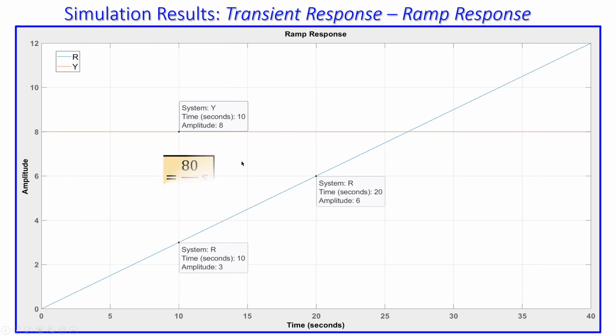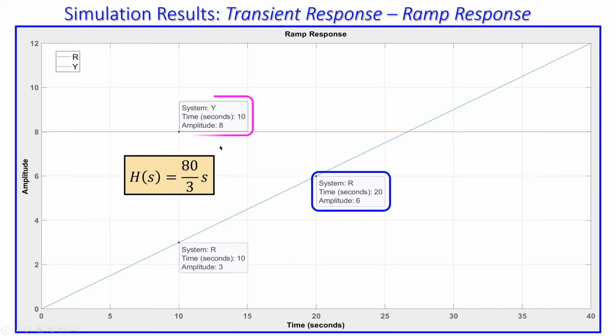You can see here in this plot, and this is the transfer function again, at 20 seconds it was 6, so that is correct. And I can also see at, for example, 10 that my output is 8 and my input is 3. So you can already see that this is a linear function, because if I decrease the time by a factor of 2, the amplitude also decreases by a factor of 2. That is actually a linear action.